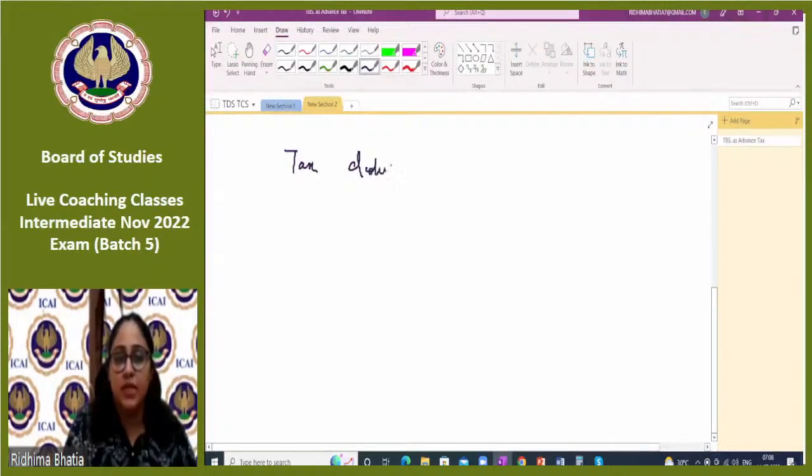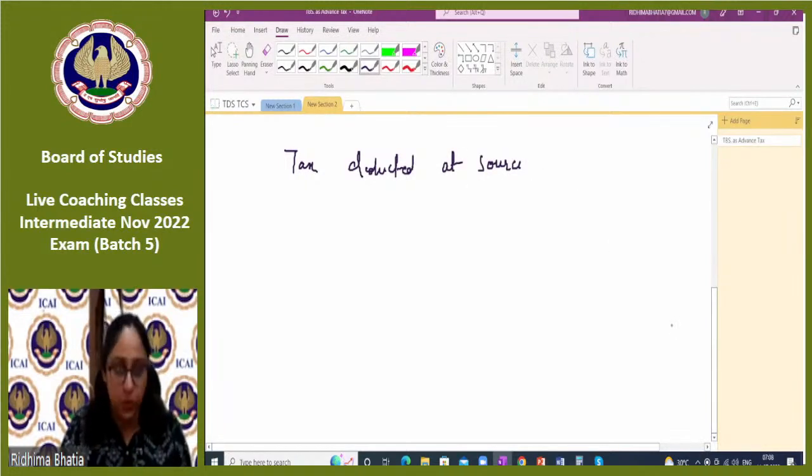First of all, let's understand TDS. Students, I'm repeating, this is a snippet of what we'll be doing, just to make you understand the chapter overview. So, tax deducted at source. What is a source? Where does the income get generated from? From where you generate the income.